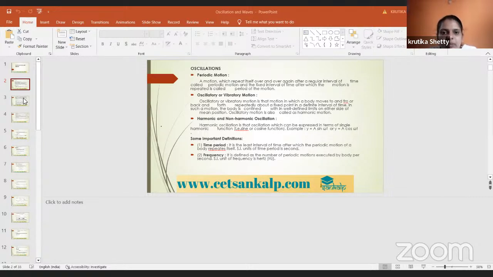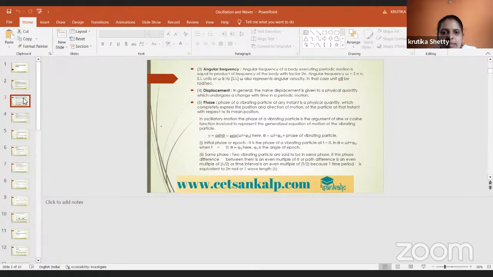Then the next point, that is angular frequency. This angular frequency is denoted by the letter omega. What is angular frequency here? The angular frequency of a body executing periodic motion is equal to the product of the frequency of the body and the factor 2 pi. So mathematically, angular frequency is given by 2 pi n. That is angular frequency, 2 pi n.